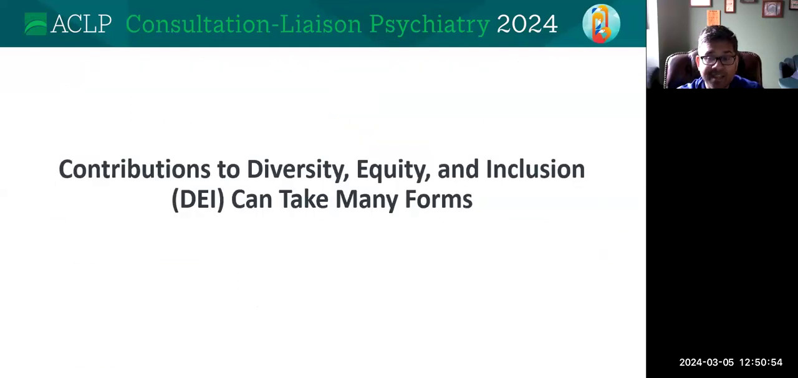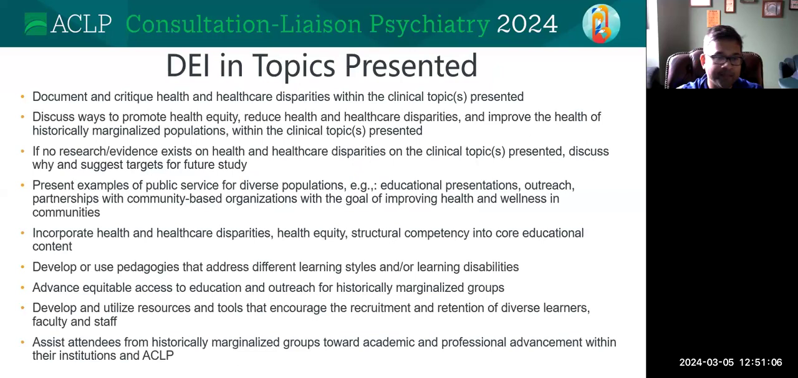This can be pretty daunting, especially if you're not familiar with DEI, but there are a lot of different ways that you can contribute to DEI with your submission. We're going to be talking about two of the major ways. The first is just in the topics, the information that you're presenting. So, different ways to think about DEI. The idea is that you may be doing DEI and you don't even know it. One is to document and critique health and healthcare disparities in the clinical topic you're presenting, to discuss ways to promote health equity and reduce the disparities, and to improve the health of historically marginalized populations within your clinical topic. And honestly, if no research evidence exists on it, discuss why.